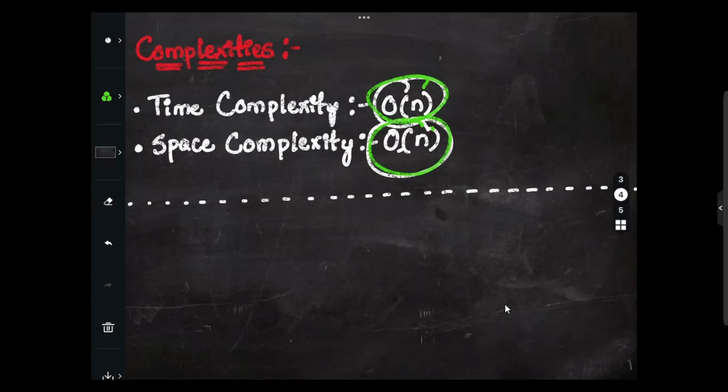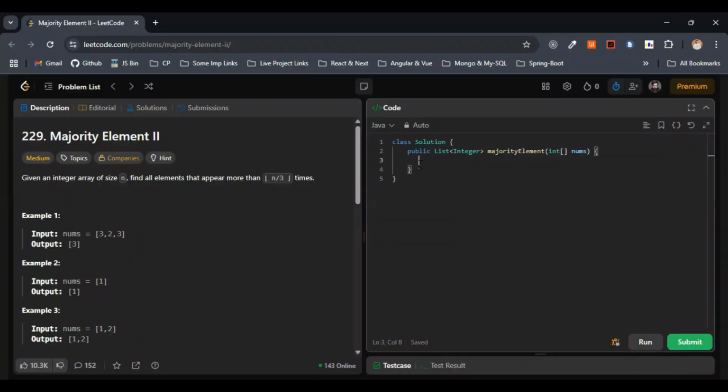I hope the complexities part is completely clear along with the approach, right? As we are completely familiar with the approach along with the complexities, so let's start writing the code. So the first step here is, as I have said, we'll be making use of the hash map. So also we'll be making use of the array list, right?